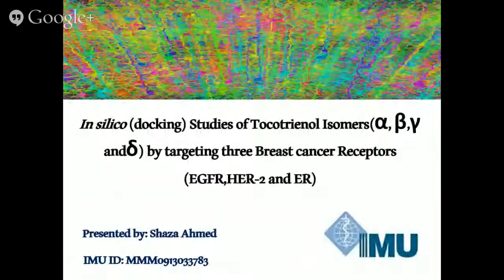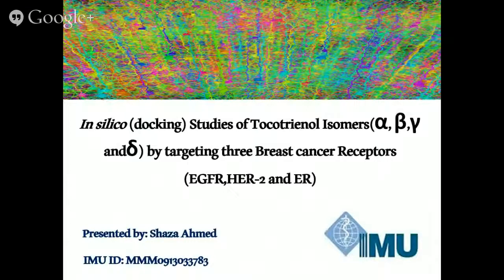Okay, my name is Silda Ahmed. I'm from Master Molecular Medicine. This is my first time to deal with drugs. I hope I will give it a share of proper presentation. So my presentation will be about in silico blocking studies of tocotrienol isomers, alpha, beta, gamma, and delta, by targeting three breast cancer receptors: EGFR, HER2, and estrogen.